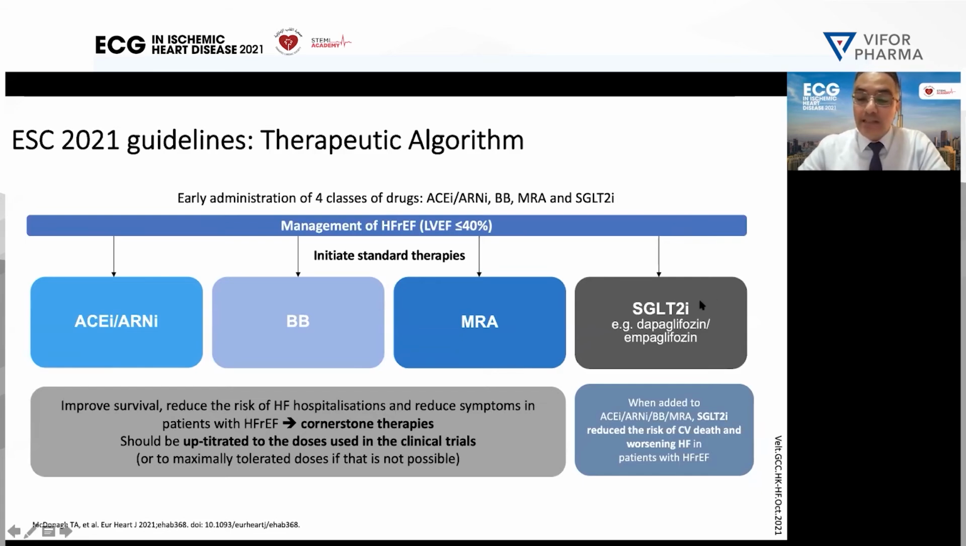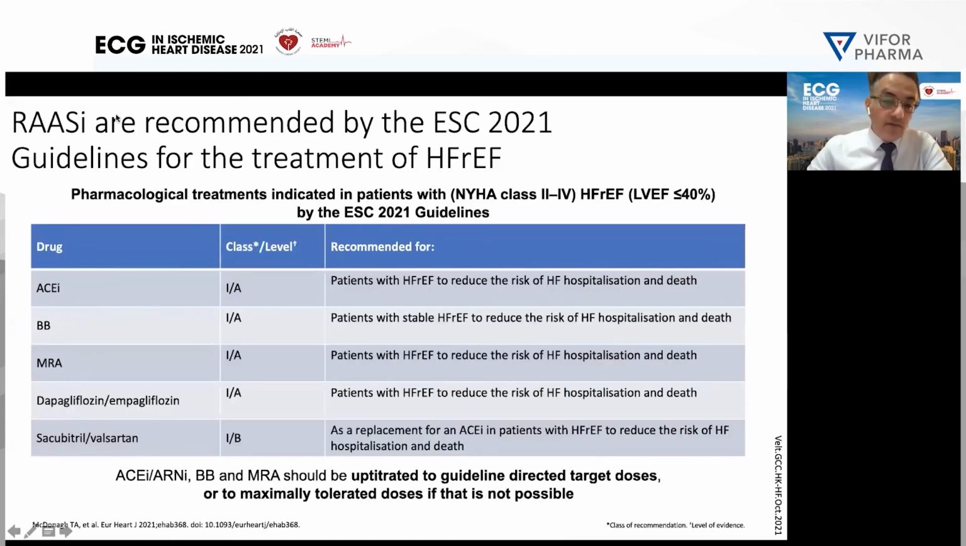And when we add the SGLT2 inhibitors to the ACE inhibitors or ARNIs, beta blockers, or MRAs, these drugs offer us more reduction in the risk of cardiovascular death, and reduce the worsening of heart failure in our patients. Again, these four classes of drugs, the sacubitril/valsartan, which are the ARNIs, plus the beta blockers, are all class 1 with level of evidence A for most of them, except sacubitril/valsartan, which is class 1B. We recommend them for patients with HFrEF, heart failure with reduced ejection fraction, to reduce the risk of heart failure hospitalization and death. And as per the guideline, we should up-titrate these medications up to the maximally tolerated doses if possible.